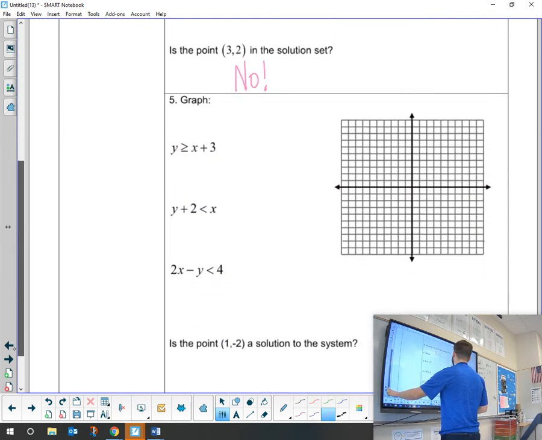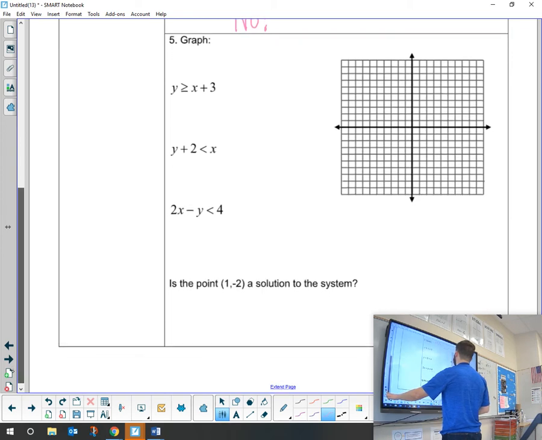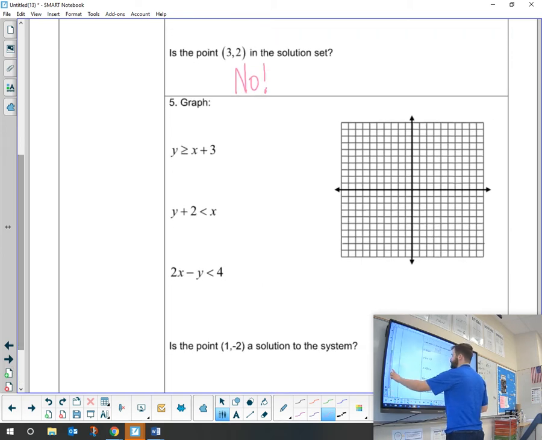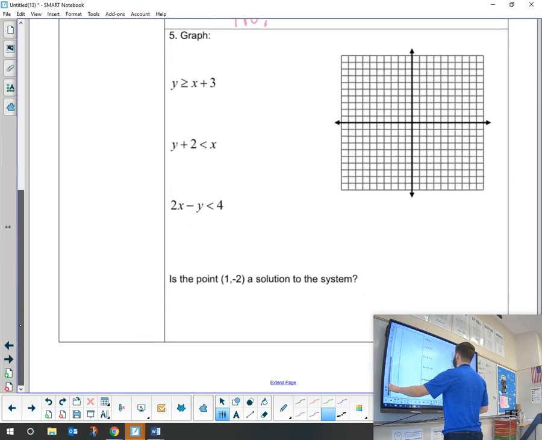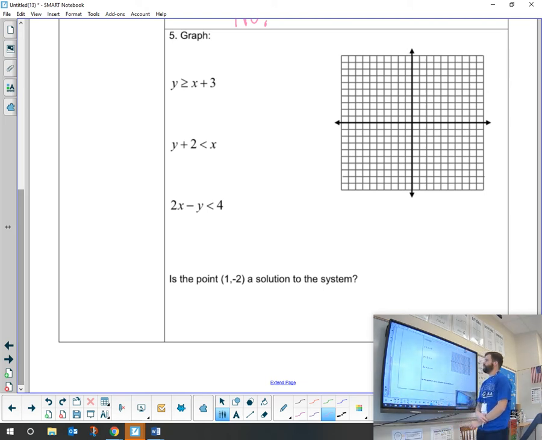Okay, now, number 5. Let's graph this guy. We have y is greater than or equal to x plus 3. So once again, we're going to start off with a y-intercept of 3. And it's just x, so my slope is 1. So we're going to go up 1 over 1, up 1 over 1, up 1 over 1, down 1 to the left 1, down 1 to the left 1.